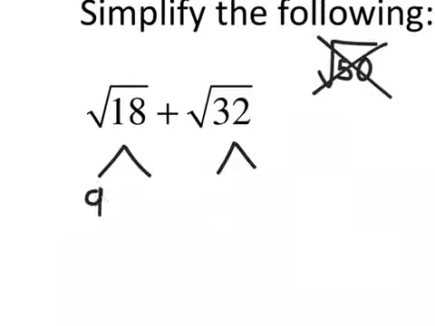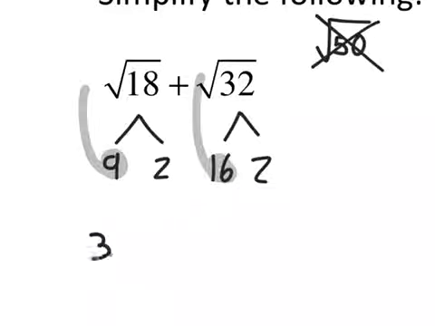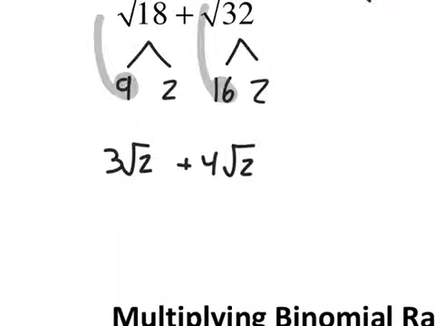So this one could be 9 and 2. This one could be 16 and 2. When we square root here, we will get 3 square root of 2 plus 4 square root of 2. And then we'd end up with a 7 square root of 2, because we add up those coefficients.